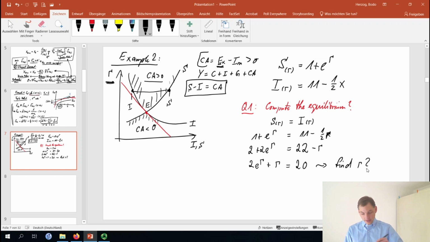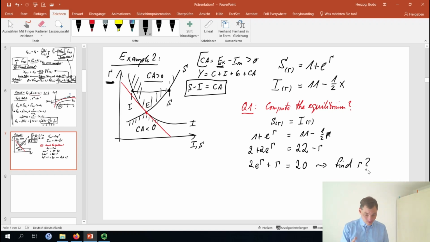Find r. That's the equilibrium interest rate we have to find. But look, that's not easy, because we have e to the r plus r, and we have to solve this equation for r. Then on the left hand side we have just r, and all other terms are on the right hand side. Well, that can't be done simply.